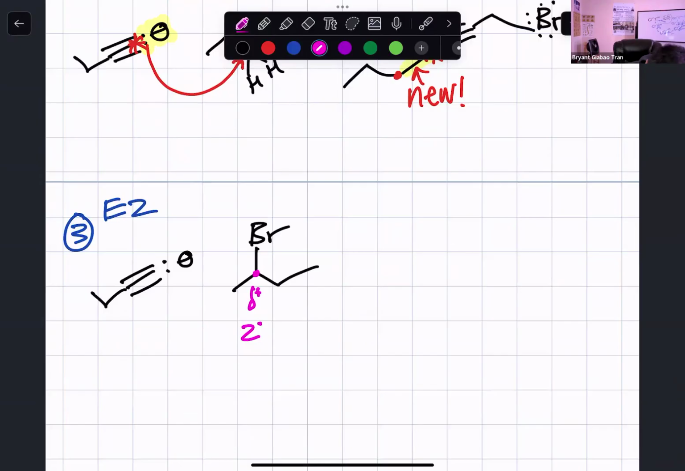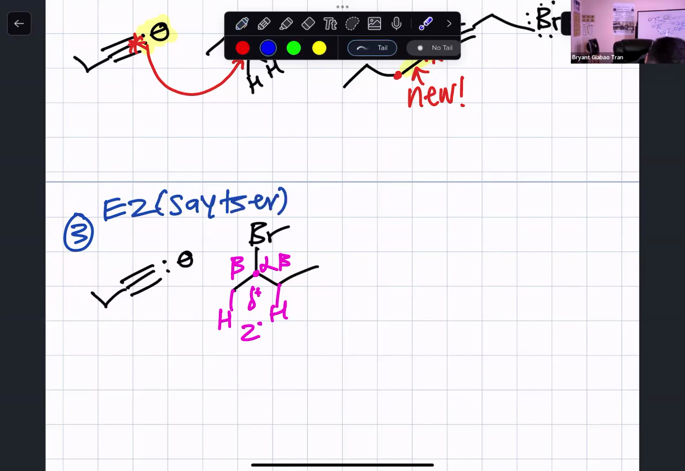So this is your alpha carbon. These are your beta carbons. Draw out at least one beta hydrogen for each beta carbon. And then you're going to go for the Zaitsev E2, because this is considered a small base. So we want to make the more stable alkene. It's going to be grabbing the most substituted beta hydrogen, which is this one here.